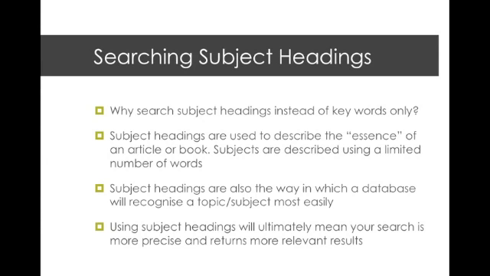Subject headings are used to describe the essence of an article or a book. So subjects are described using a limited number of words. And this is great because it will save you from searching for a major concept using all of the possible words to describe that topic. The subject headings are also the way in which a database will recognize a topic or subject most easily. So it doesn't matter if an author might use a different keyword, the subject heading will cover that, so you don't have to worry about missing anything.